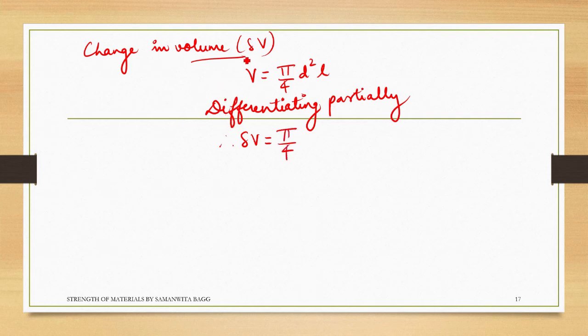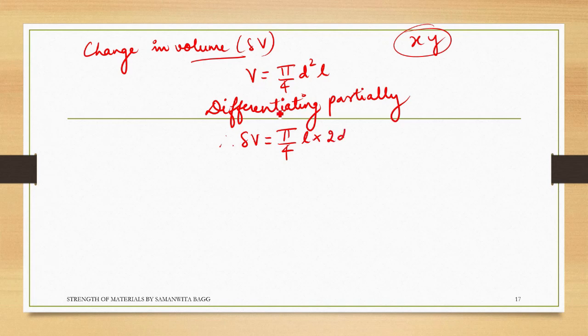When I talk about partial differentiation, say I have x and y. When I differentiate with respect to x, y becomes constant. And when I differentiate y, x becomes constant. That is the logic for partial differentiation. So here, let's say I am first differentiating with respect to diameter. So length is constant. So let L be as it is.